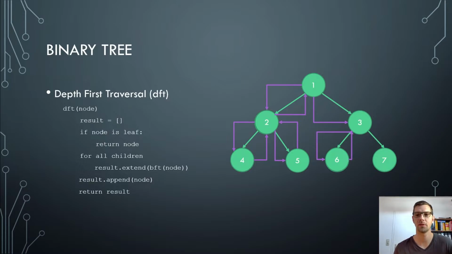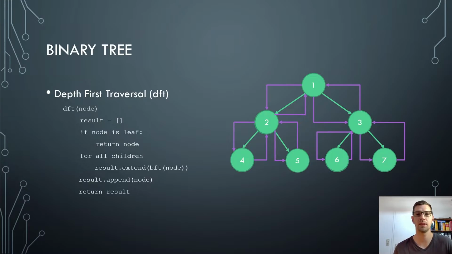Alright, from there we go back to the 3 again, and then we check again, is the 3 done, or is it a leaf node? No, it's not. So we go to the 7, that is the last child of the 3. So it is a leaf, so we can go back to the 3. And then we are done with the 3, so we can also append it to our results, and we can go back to our root node. Now all children of the root node are done, so now we can also append the root node.